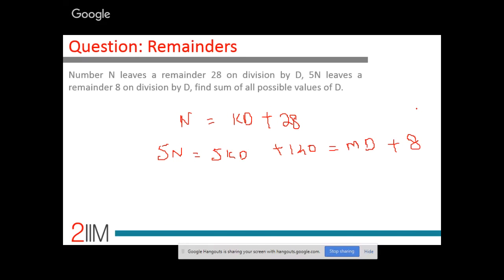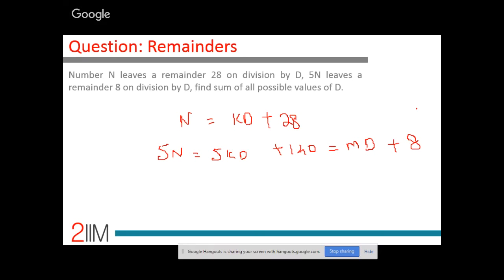Almost all remainders questions can be done with just that first principles idea. A number divided by d gives a remainder 28. That number can be written as kd plus 28. And so 5 times that number will give a remainder 5 times 28. 10 times that number will give a remainder 10 times 28.